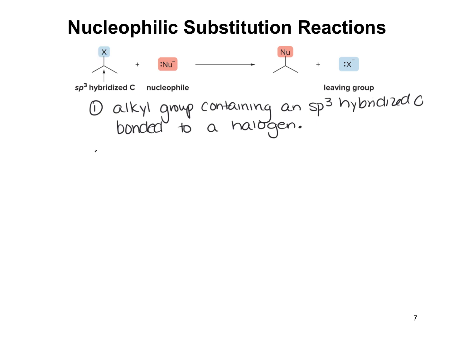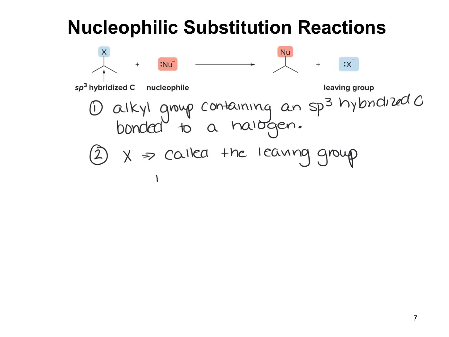Now, the second thing that you need is that X, that is called the leaving group. And that has to be able to accept electron density in this bond when it breaks, because it's going to come over here and it's going to become negative. So it has to be able to accommodate that electron density.